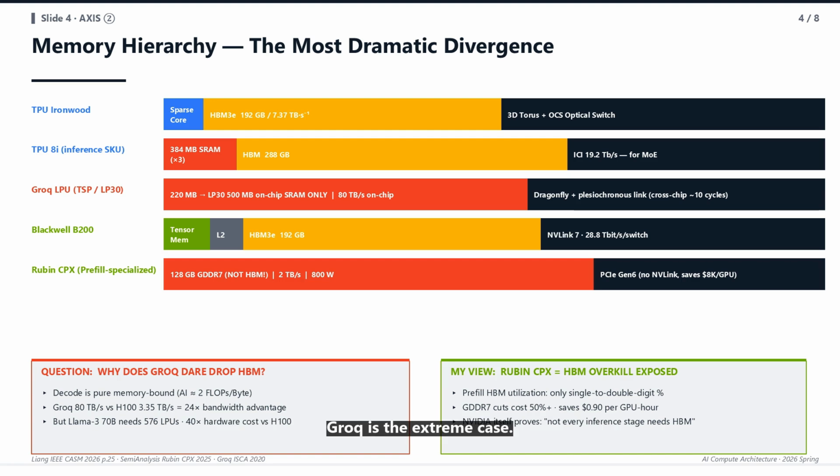Groq is the extreme case. SRAM only. No HBM, no DRAM. From TSP's 20 megabytes to LP30's 500 megabytes. On-chip bandwidth, 80 terabytes per second. That's 24 times of H100's HBM bandwidth. But there's a cost. Running Llama 3 70B requires 576 LPU chips. Hardware cost, 40 times that of H100.